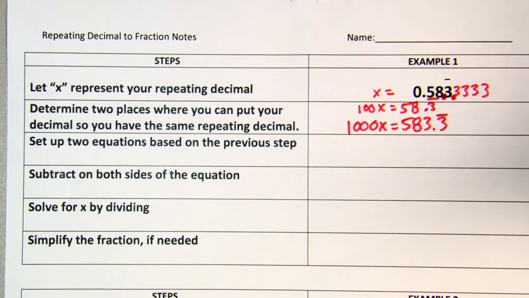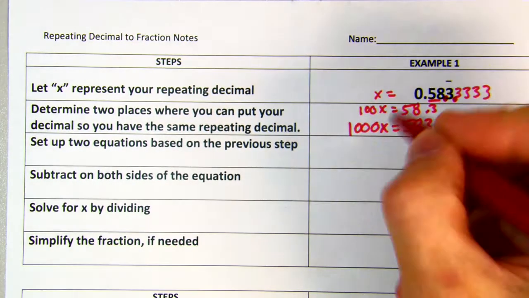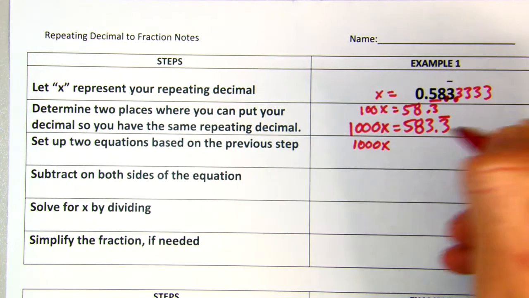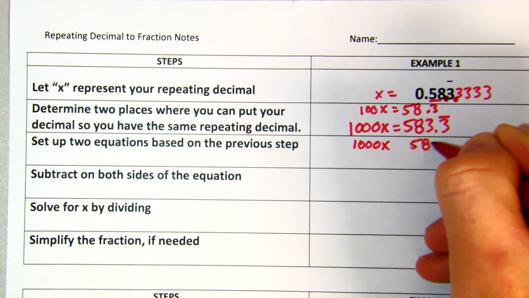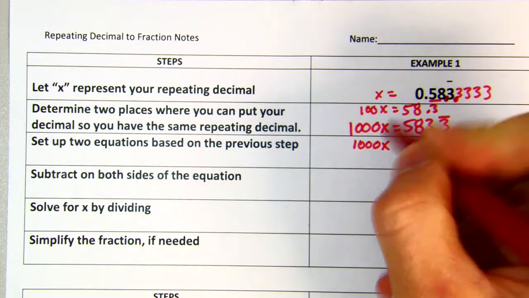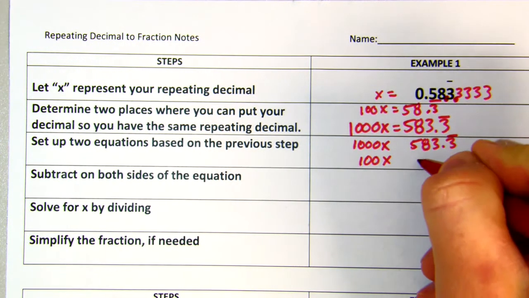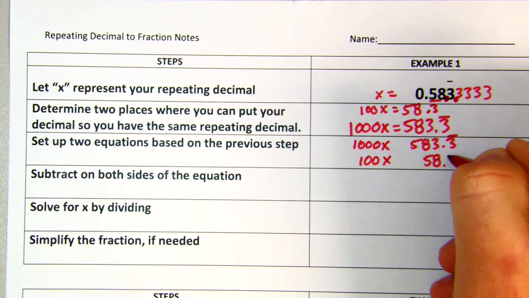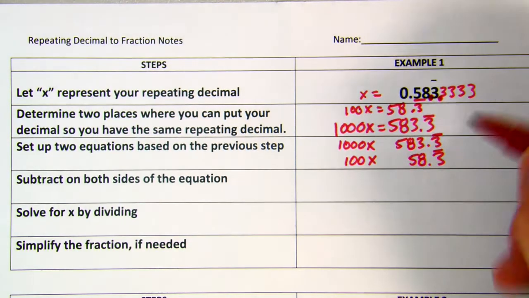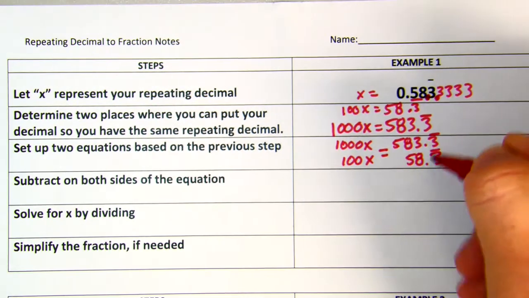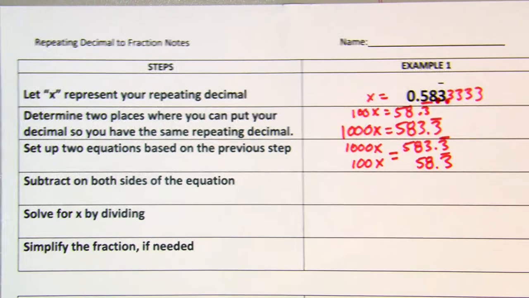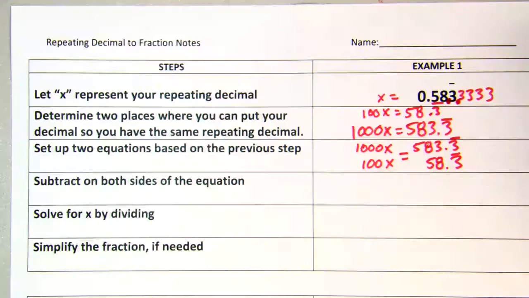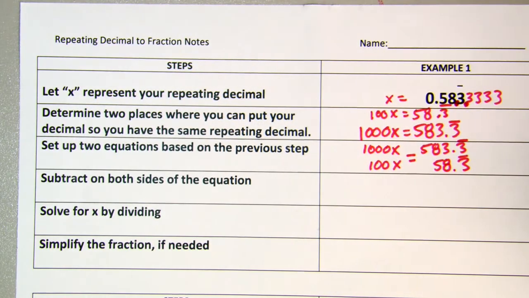Now we're going to set up two equations based on our previous steps. I'm going to take the larger one and put it on top. So I'm going to say 1,000x equals 583.3 repeating. Then I have 100x is equal to 58.3 repeating. I'm going to make sure when I set these up that my decimal is lined up, because my next step is to subtract on both sides of the equation.